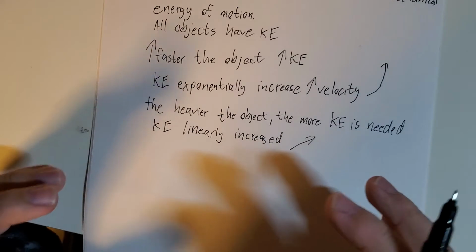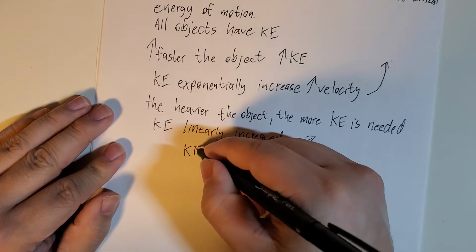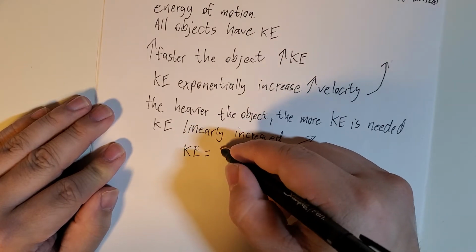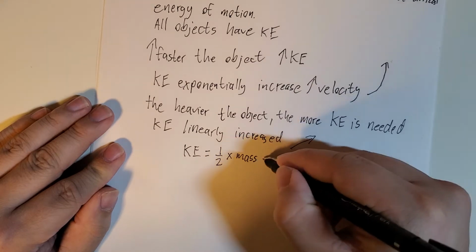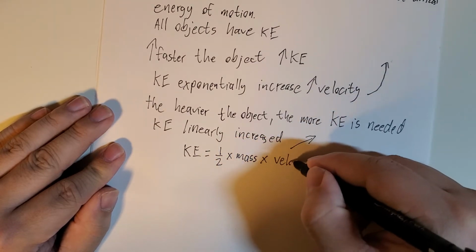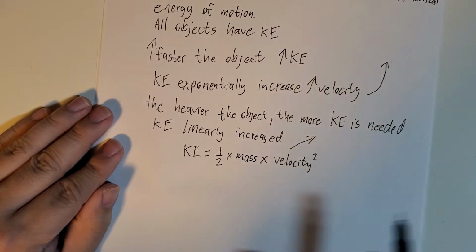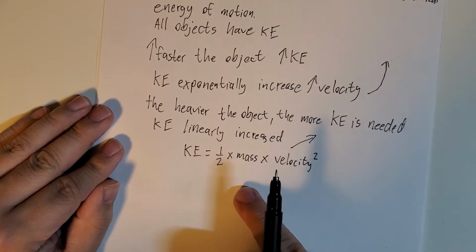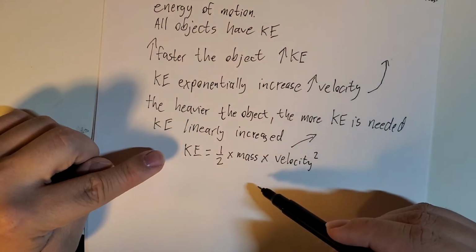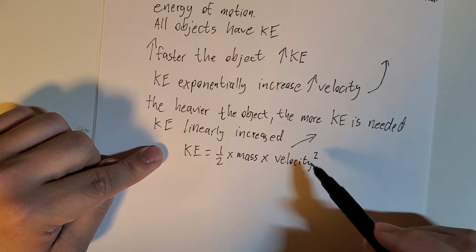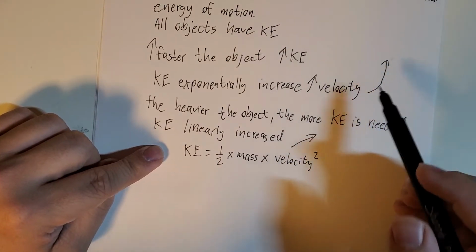So the whole equation for kinetic energy ends up being KE equals 1/2 times mass times velocity squared. As you increase mass, kinetic energy is going to go up, but it's going to go up fairly consistently. Whereas if you increase velocity, it's going to spike up, like you can see here.